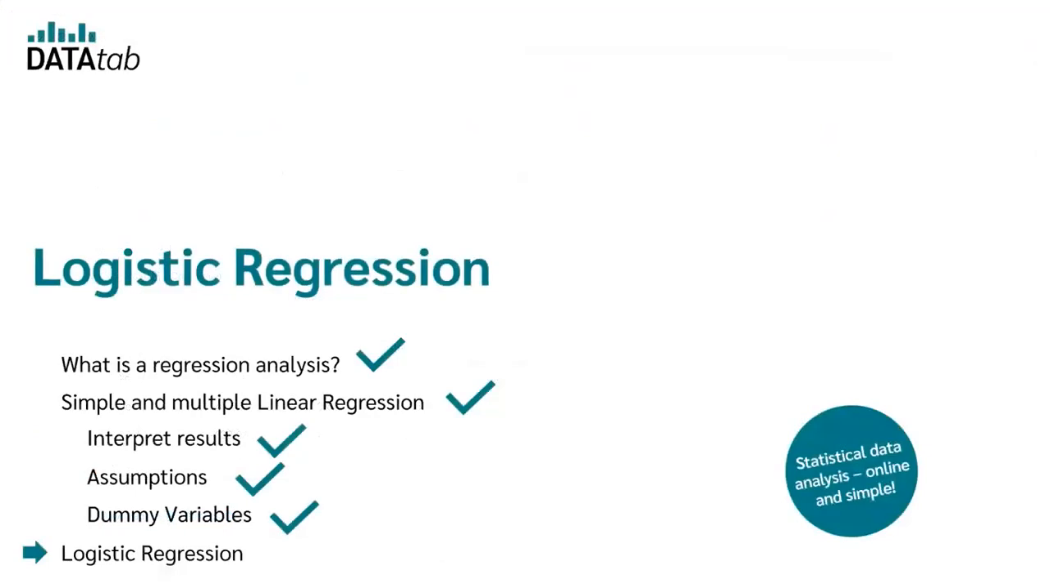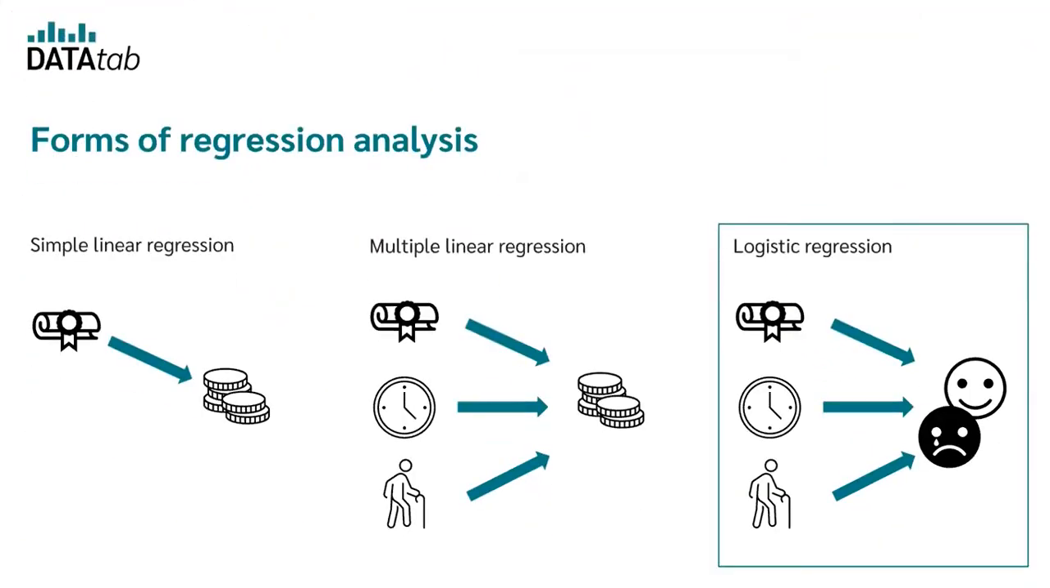If your dependent variable is categorical, then you need the logistic regression. And logistic regression is what we are going to look at now. In the previous part, we discussed linear regression. In a linear regression, the dependent variable is metric. For example, it could be salary or height. Now let's look at the logistic regression. Here, the dependent variable is a categorical variable.